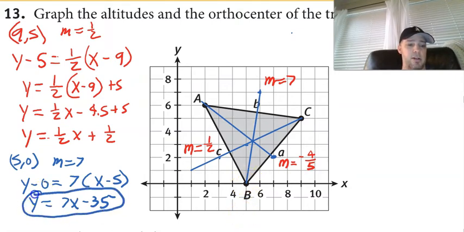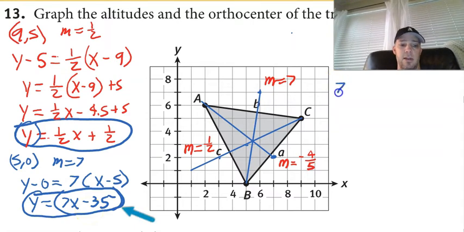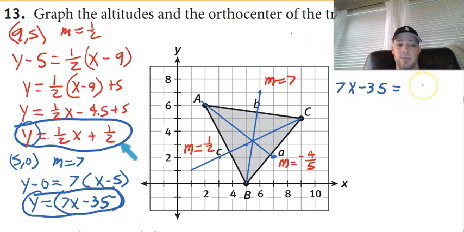So now that I have my two equations, I can solve using a system of equations with substitution. This is definitely the easiest way to do this because, since I know what y equals, I can substitute this in for y. Basically, just set the two equations equal to each other and solve for x. So 7x minus 35 equals 1/2 x plus 1/2.